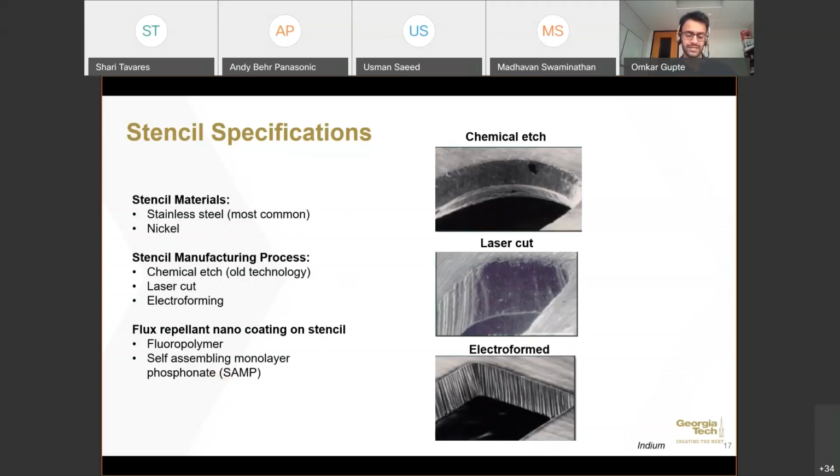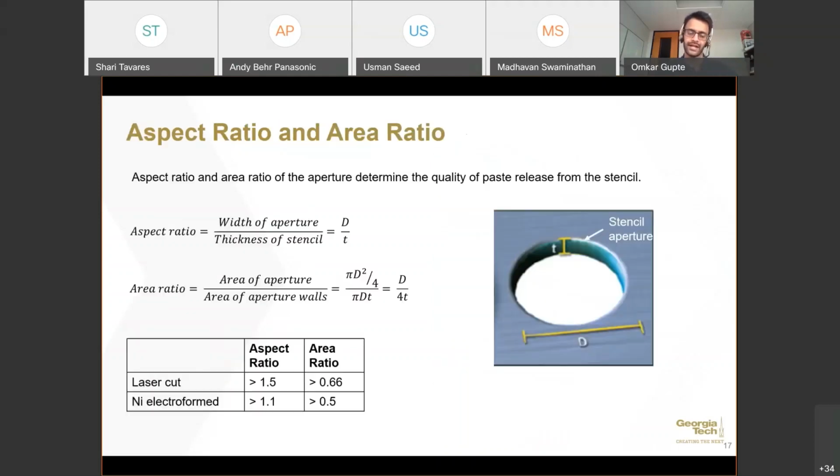The second thing that needs to be looked at while designing a stencil to get a complete transfer of the paste is the area ratio and the aspect ratio of the apertures. The aspect ratio of the aperture is essentially the ratio of the width of the aperture to the thickness of the stencil, and the area ratio is the area of this aperture to the area of the stencil walls.